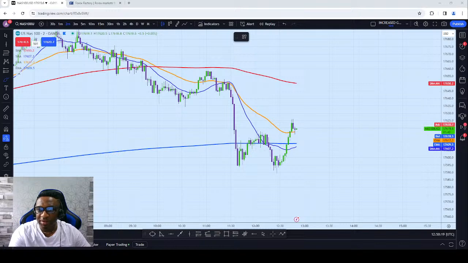So are we spotting something happening now that we can take advantage of, currently where price is at? If you spot it, put it in the chat.